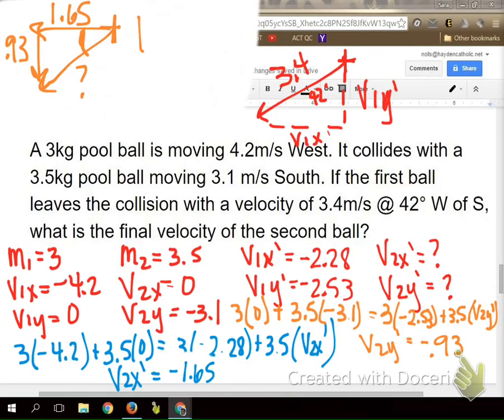Okay, I think I'm seeing about 1.9 meters per second. At what angle? 29. Okay, and our 29 degrees here, is it west of south or south of west? South of west. Very good.